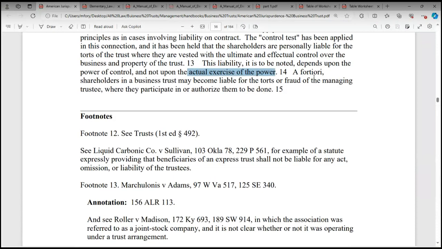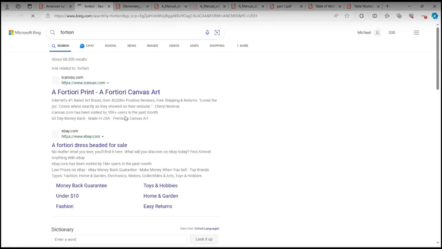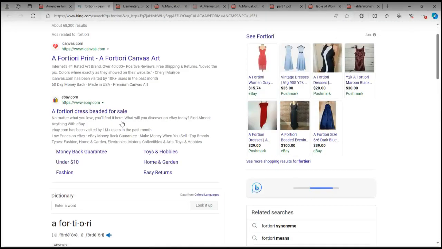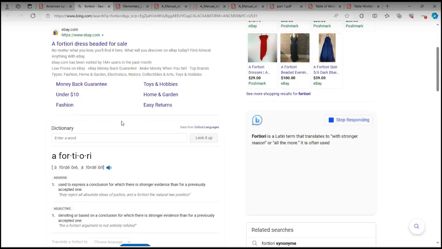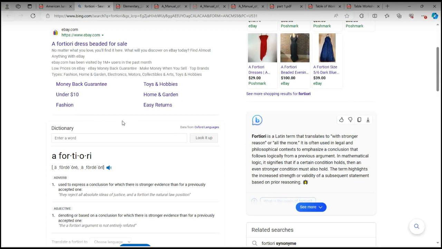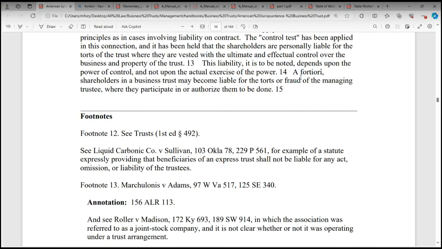A fortiori, used to express a conclusion for which there is stronger evidence than for a previously accepted one. So, better evidence: shareholders in the business trust may become liable for torts or fraud of the managing trustee where they participate in or authorize them to be done.